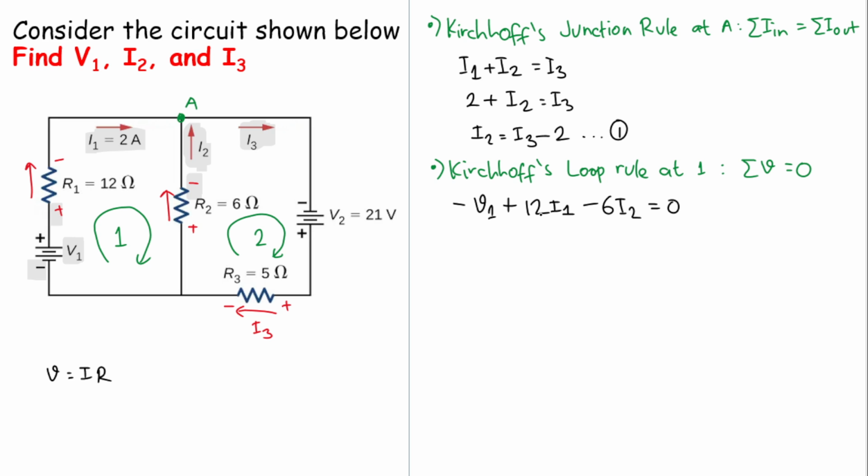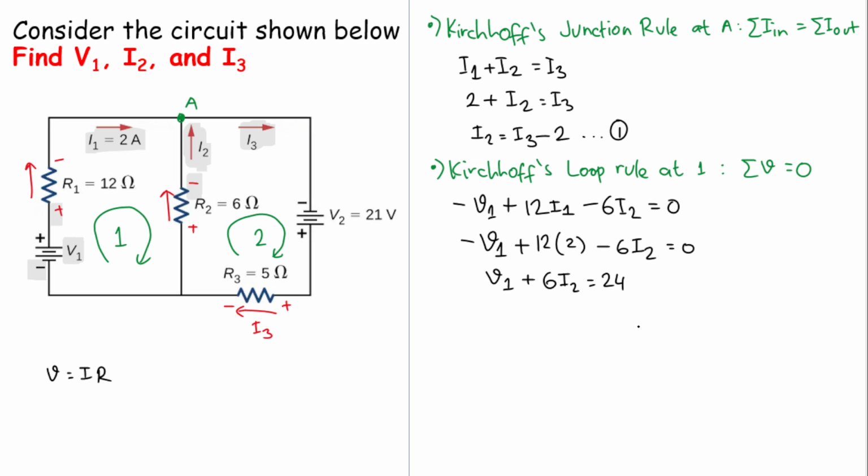Now what can we do from here? We know I1, right? So let's calculate that. So I have minus V1 and then plus 12 multiplied by 2 ampere, right? I1 is 2, and then minus 6 of I2, and that will equal to 0. And so we will have V1 plus 6 I2 is equal to 12 times 2, that will be 24. And again, I think nothing that we can do from here, or maybe we can do something here.